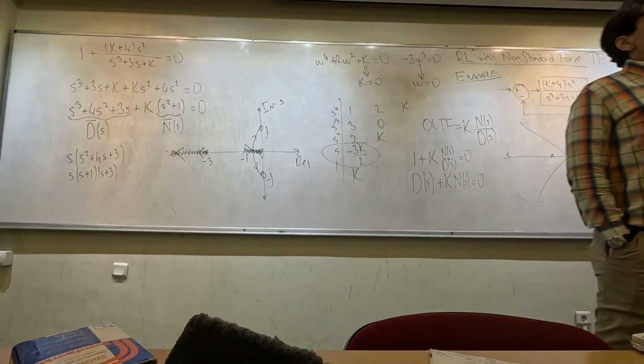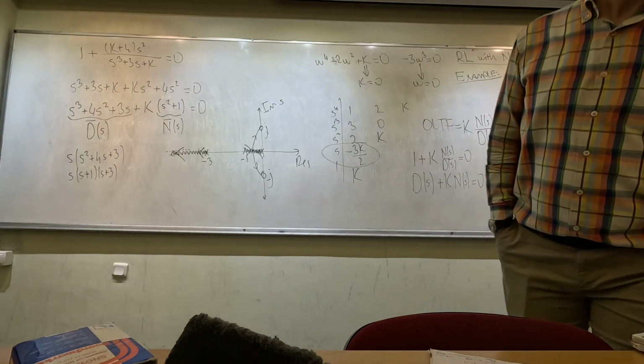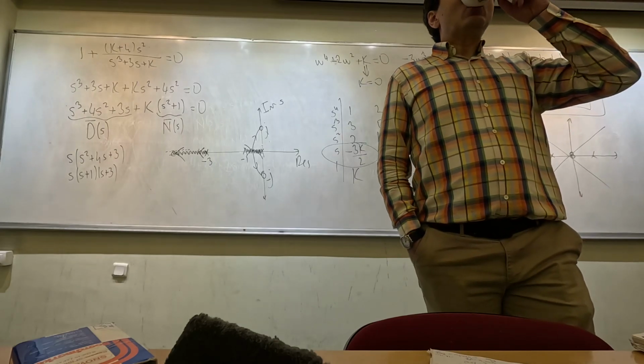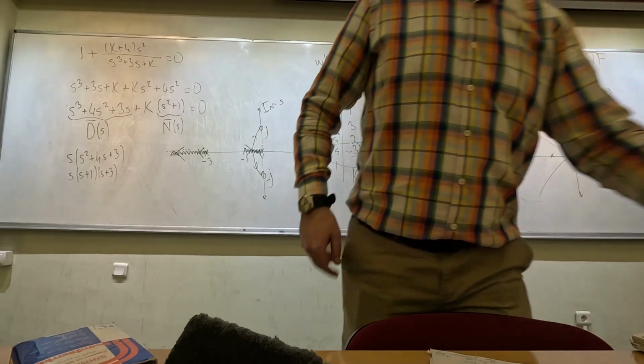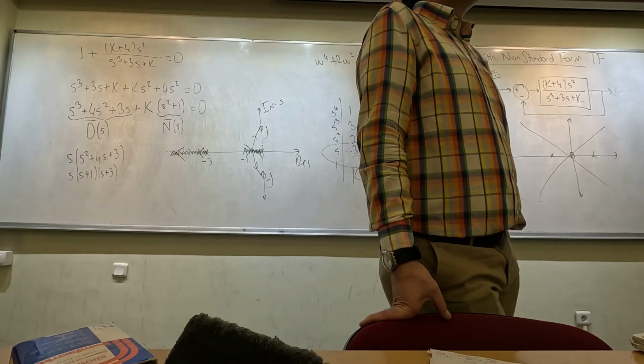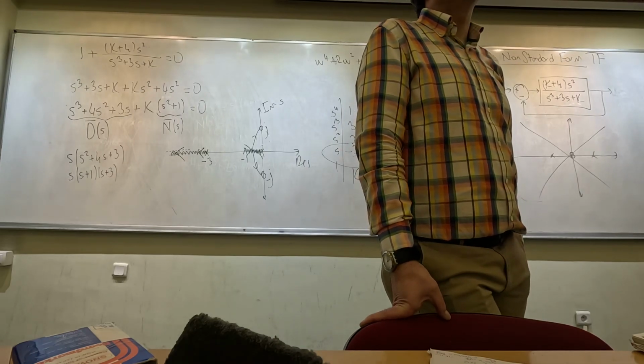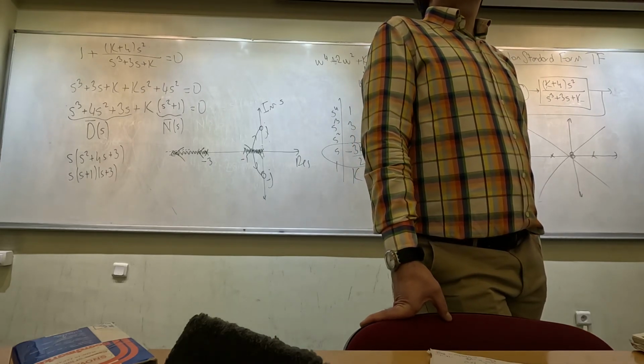Any questions here? Yes. If there were k squared in the block diagram, in that case, you won't be able to do it. No. It has to enter linearly into the characteristic polynomial. Any other questions?